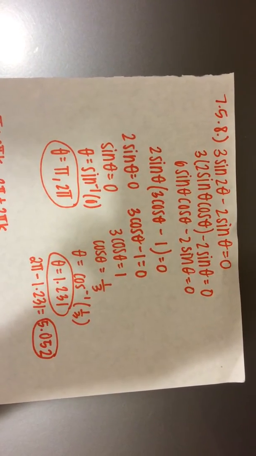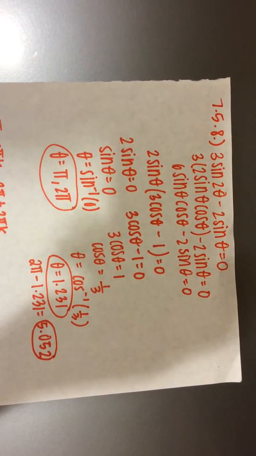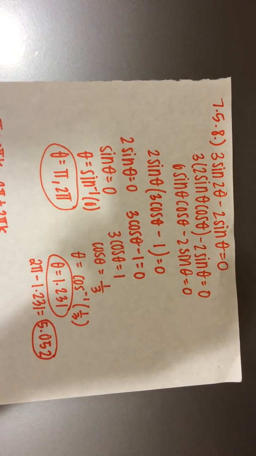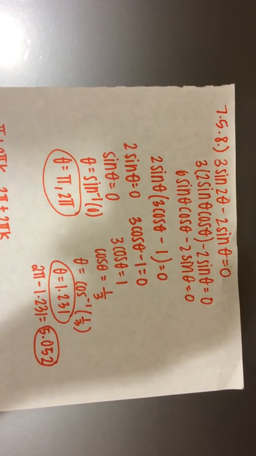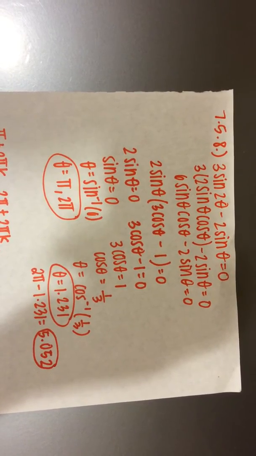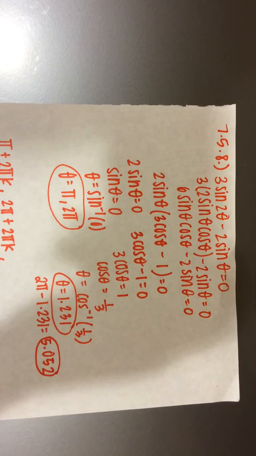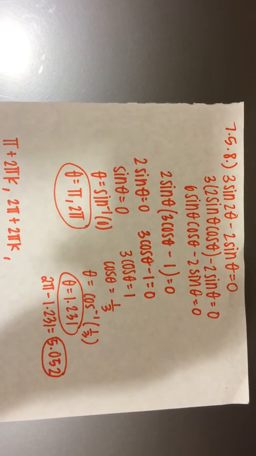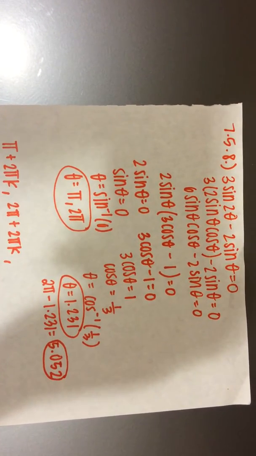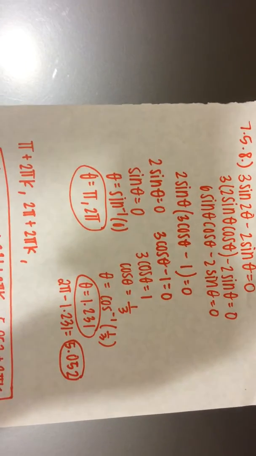Then we multiply the 3 and the 2 together to get 6 times sine theta times cosine theta minus 2 sine theta equals 0. And then we can take out a 2 sine theta, and so we're going to be left with 2 sine theta times 3 cosine theta minus 1, and that equals 0.